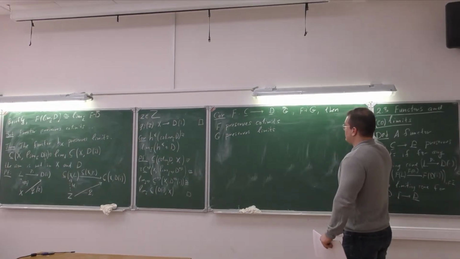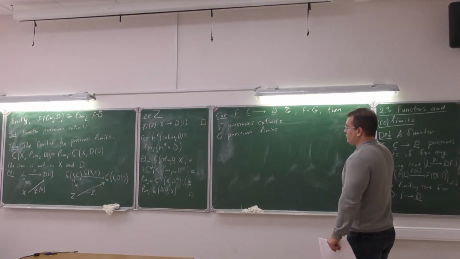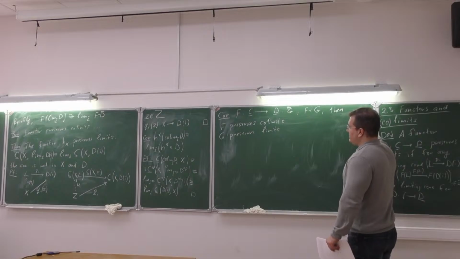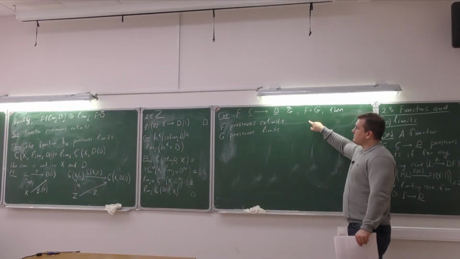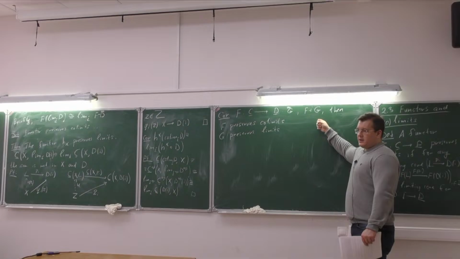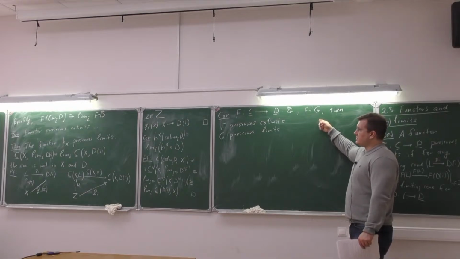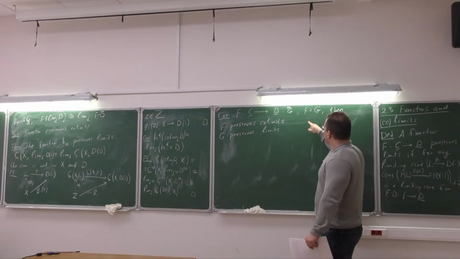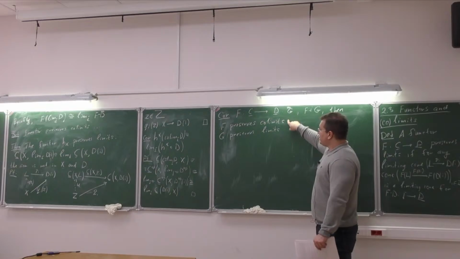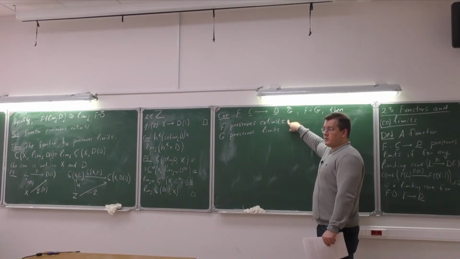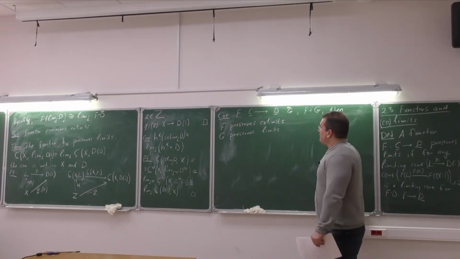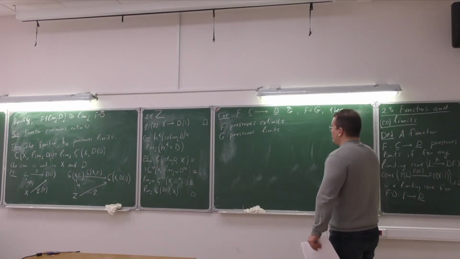So this simple observation, which I'm going to prove in a minute, is the reason why, for example, I can ask you to compute the right adjoint or show that the right adjoint doesn't exist. If you want to show that the right adjoint G doesn't exist, you can try to show that F doesn't preserve colimits. That would be an obstruction for the existence. So this is a typical application.